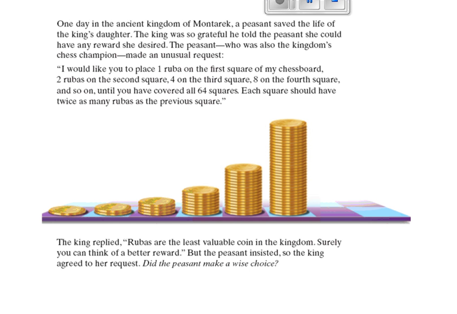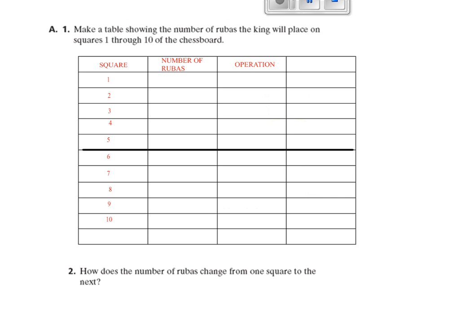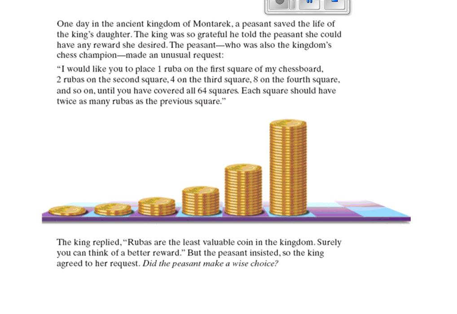Okay, well, let's find out. First, write down in your notebook this table. So go ahead and take a minute. We'll go through probably about 10 squares, excuse me. Okay, after you wrote that down, let's review the problem here. It said one ruba on the first square, two on the second, four on the third, eight on the fourth.